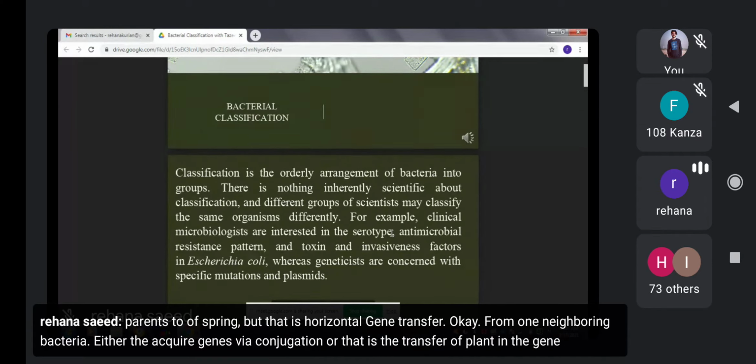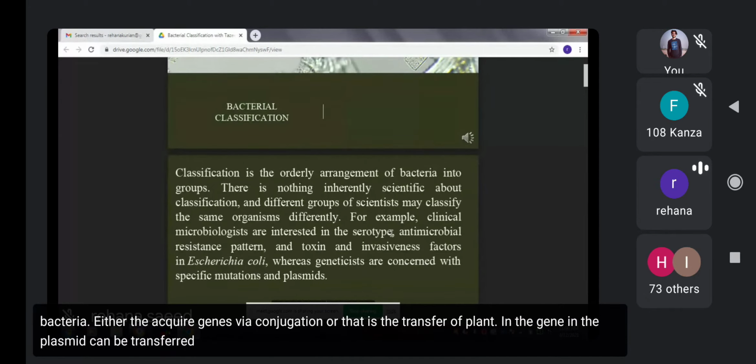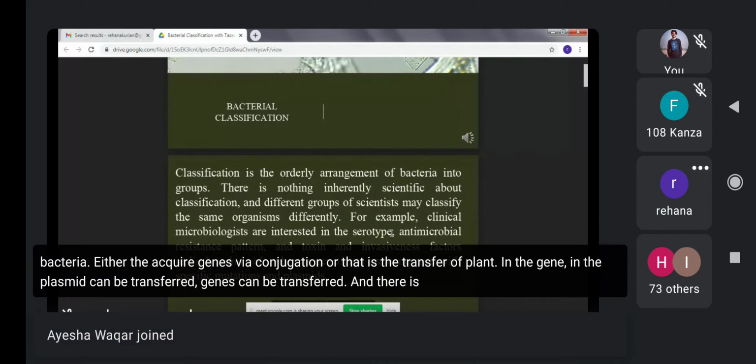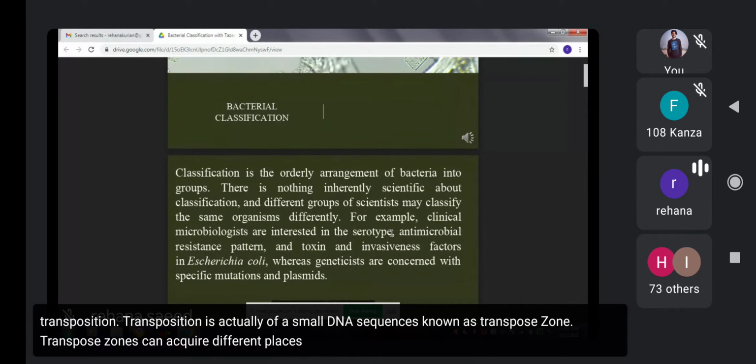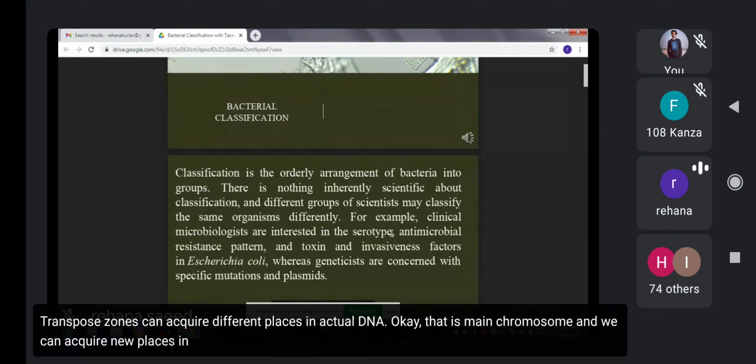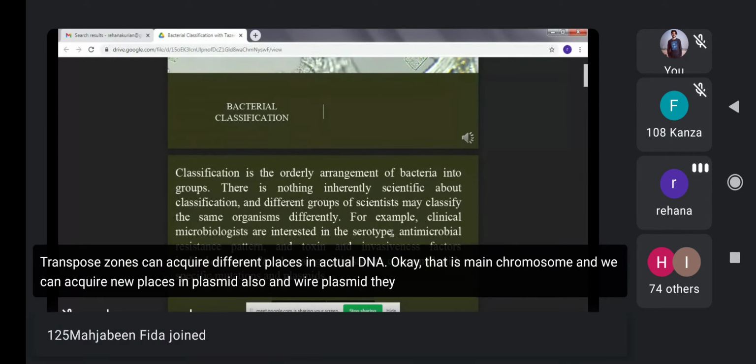The plasmid can be transferred, the genes can be transferred, and there is another method, that is transposition, of small DNA sequences known as transposons. Transposons can acquire different places in the actual DNA, that is the main chromosome, and they can acquire new places in a plasmid also, and via plasmid they can be transferred to other bacteria.